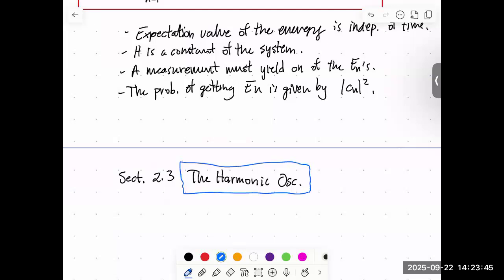Just think classic, yeah. You must yield one of the En. Sorry, this line? Yeah, a measurement must yield one. Oh, yeah. Who cares? Yeah, thank you.